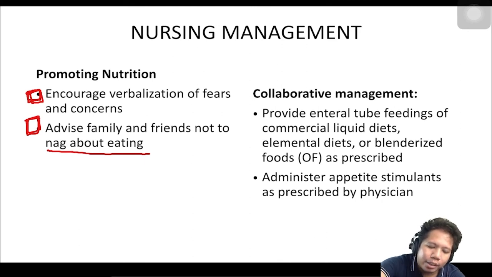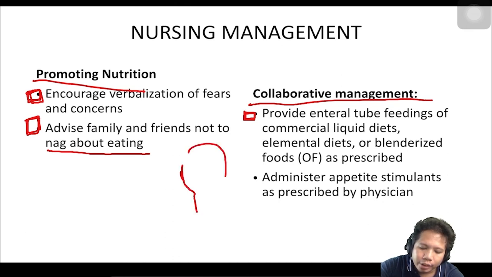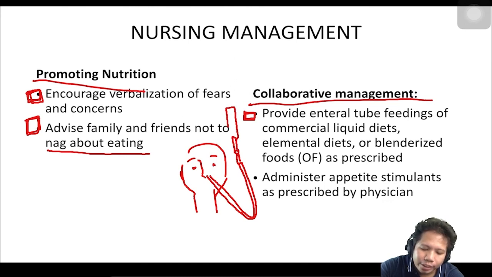So, for our collaborative management, okay, if ever nahirap talaga kumain yung patient, provide enteral tube feeding for commercial or liquid diets. Okay? So, when we say enteral feeding, dito na pumapasok yung ating NGT, yung ilong ng patient. Meron tube na linalagay sa patient. That's called an NGT. Tapos, pag sinabi nating tube feeding, meron yan na bulb syringe. Tapos, dito nyo ilalagay yung feeding. If ever hindi makalunok yung patient. Para so that they could absorb the nutrients, at least get some nutrients.